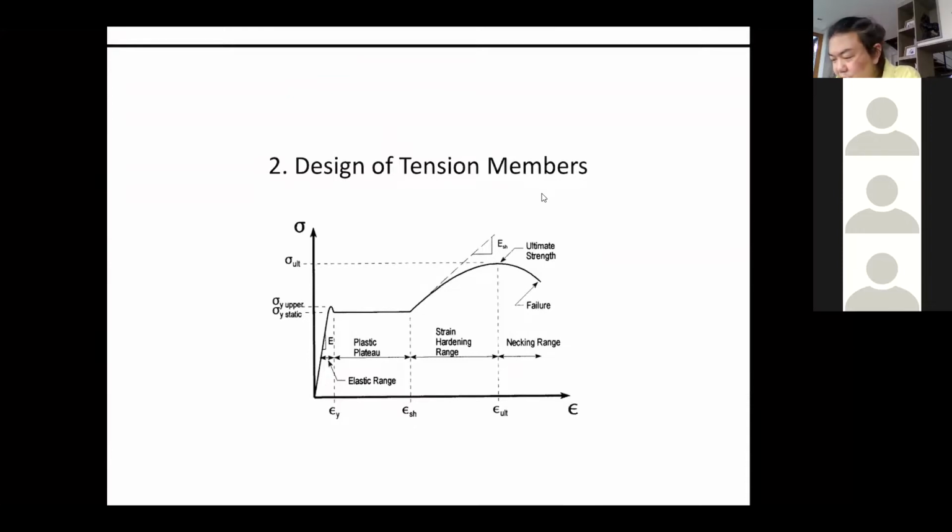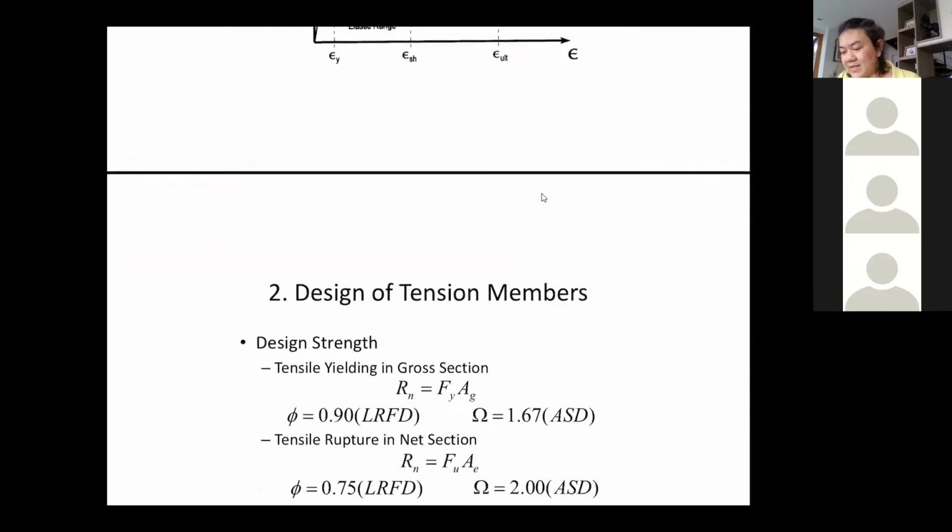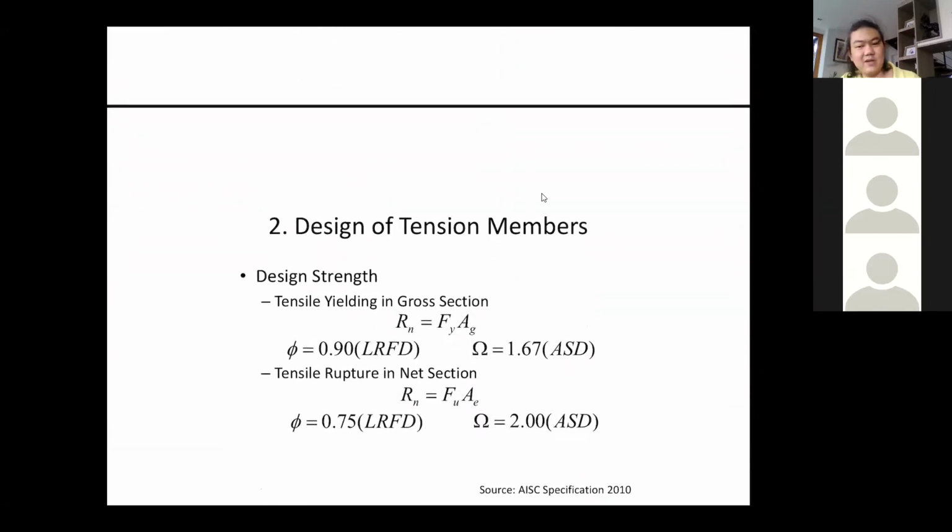So when the tension member is going to yield, it's going to yield right here. Right? That's a yield stress. Or when it is going to rupture, it's going to rupture here. So it's going to be the ultimate strength for the rupture. So with that, we can summarize the formula for our design of the tension members into just these two formulas. Considering yielding, the yielding will occur in any gross section.